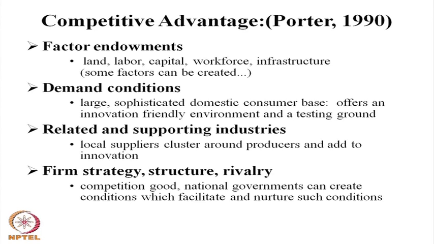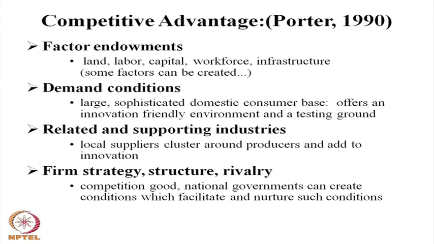The third, more important, is related and supporting industry: local suppliers and clusters of production process also help in the innovation process. The most important is firm strategy, structure and rivalry. Competition, national government subsidy activity, government conditions, government helping nature, lower taxes, all provide some kind of strategy for the company to beat the market.